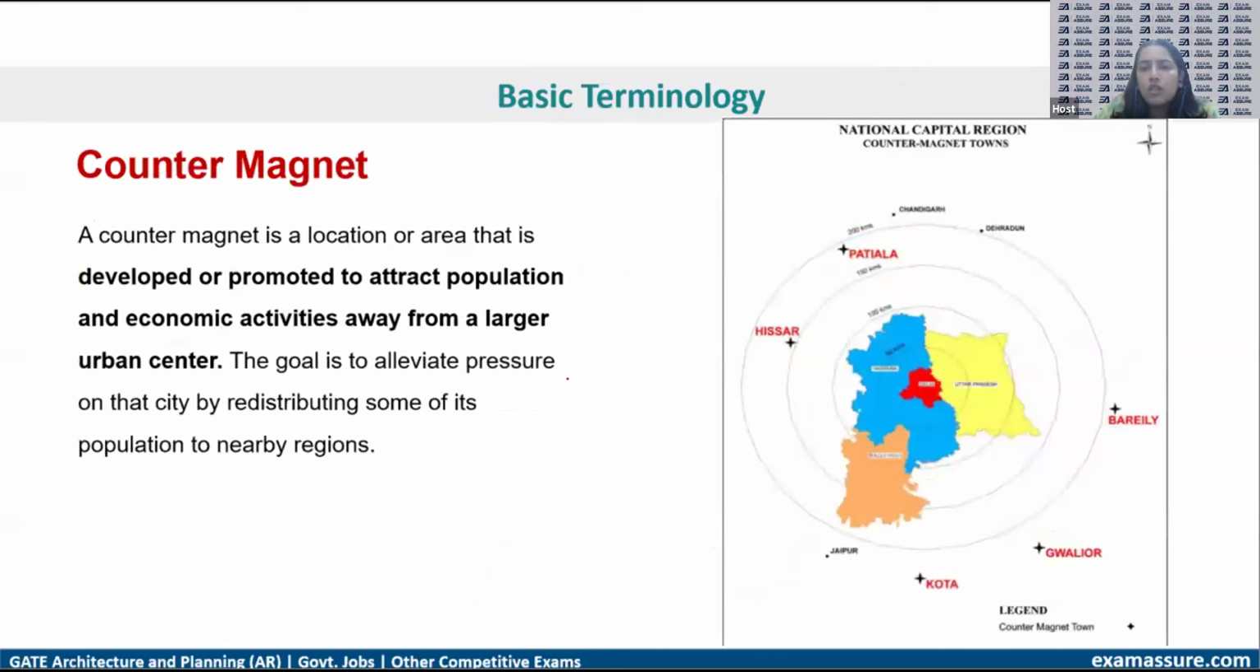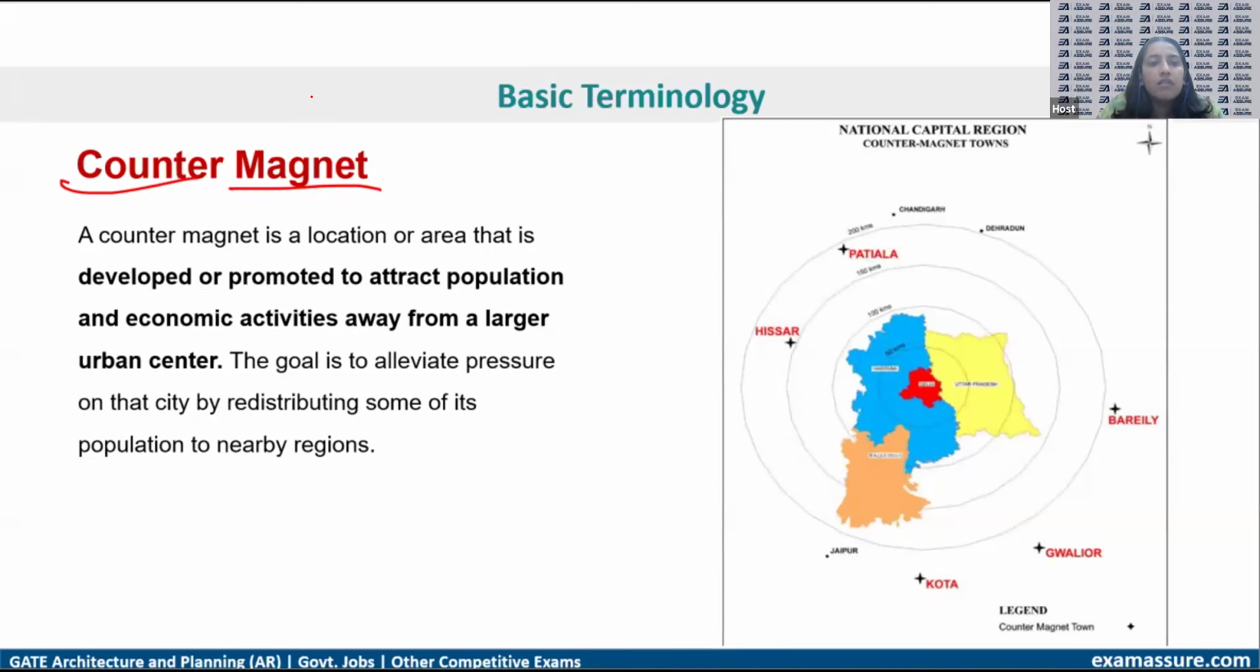Then coming to counter magnet. Now, what do we understand by counter and magnet? What does a magnet do? It pulls ions towards it, correct? But here it has to act as a counter to something.